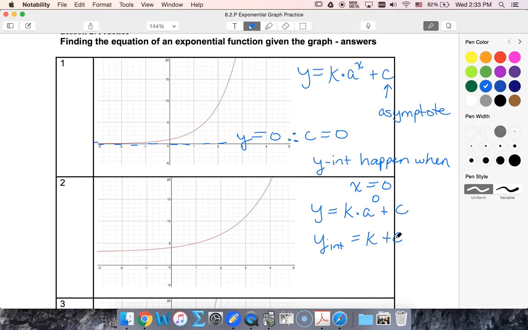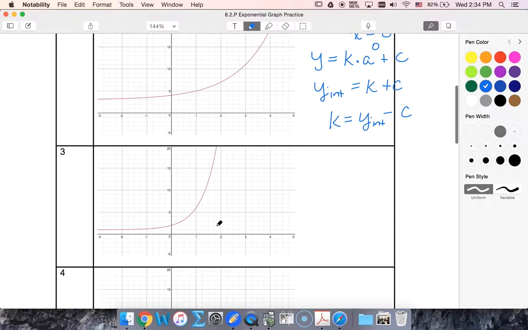So if we have previously found our c value and we know the y-intercept, then we can find the k value. So the k value is going to be the y-intercept minus c. So c is my asymptote, y equals c. My k value is going to be the y-intercept minus c. To find the a value, we're going to plug in another point. So let's try all this with an example down here.